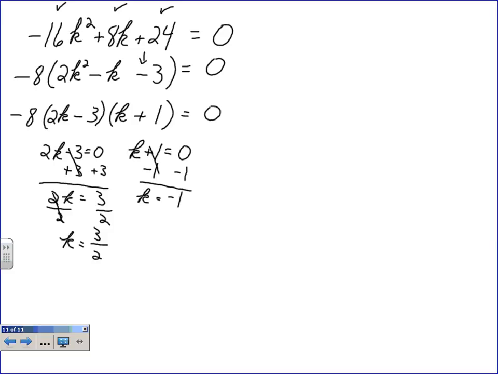So the negative 8, the reason we factored it out here is so I could make my factoring a little bit easier. And that's what you want to look for. See if there's anything in common.